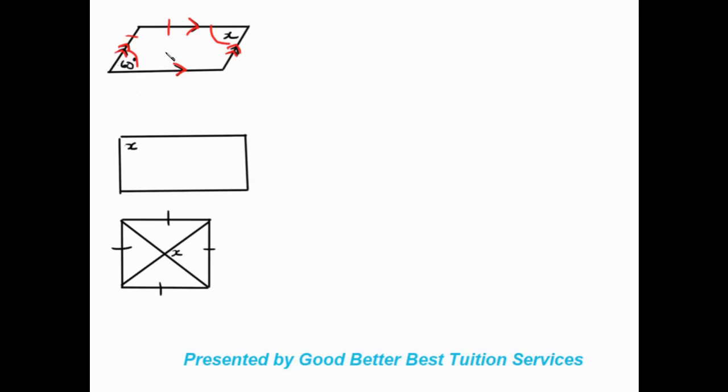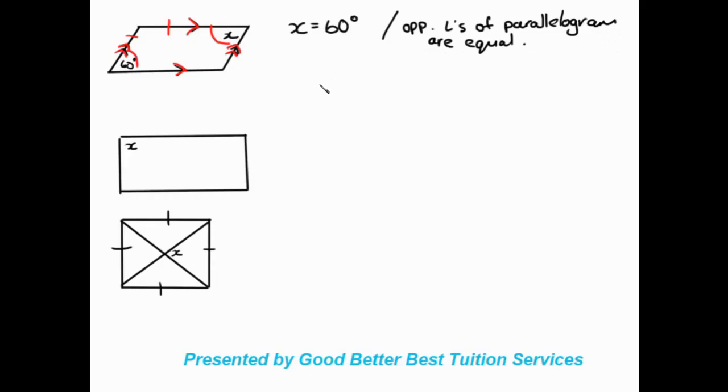And what do we know about parallelograms? Opposite angles of a parallelogram are equal to each other. So we can say x is equal to 60 degrees. And we say opposite angles of a parallelogram are equal. So you can see how we need to use the principles, or properties, that we've learned of these different shapes, and apply them to get answers here.